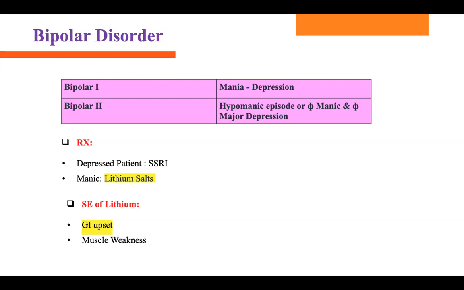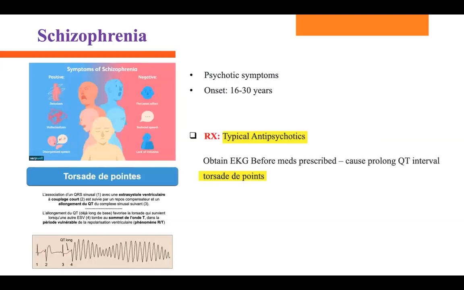Bipolar disorder, choice of treatment, lithium salt, okay, which can also cause them to have GI upset. Main choice of treatment for schizophrenia, typical antipsychotic. So here you have to remember, anytime you initiate any psych medicine, what do you have to get? Obtain EKG first, making sure that they don't have prolonged QT interval. And if they do, you don't initiate those medications, particularly atypical and typical antipsychotics. Because if they do have prolonged QT interval, that can cause them to have torsades de pointes. Basically, they can have prolonged QT, PVC comes in the picture, they can have VTach and VFib and then die.